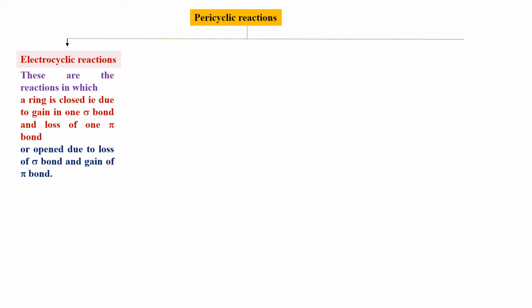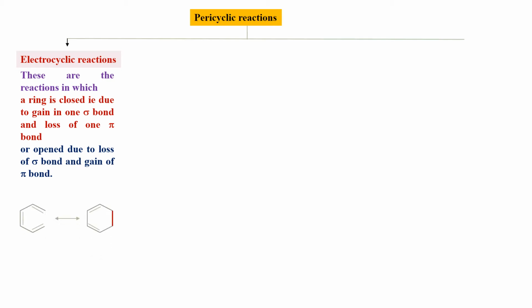If a ring is closed, that means an open structure is being converted into a closed cyclic compound. In that case, there shall be a gain of one sigma bond. At the same time, the molecule shall lose one pi bond. We are talking of the conversion of an open structure into a cyclic structure. How does this happen? We shall see in the example.